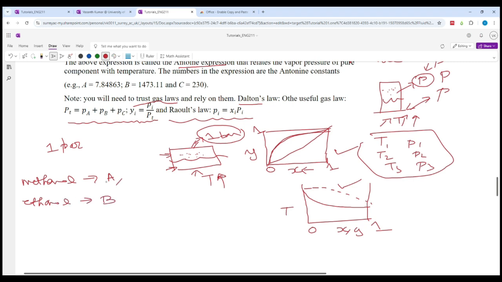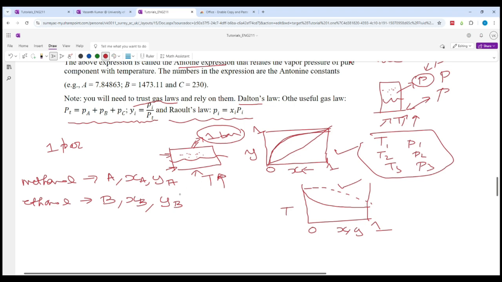And then the mole fraction of component A on the liquid side I'm going to call XA, and the mole fraction of component B on the liquid side I'm going to call XB. And similarly, the mole fraction of component A on the vapor side I'm going to call YA, and the mole fraction of component B on the vapor side I'm going to call YB. So these are some notations that we are going to use.